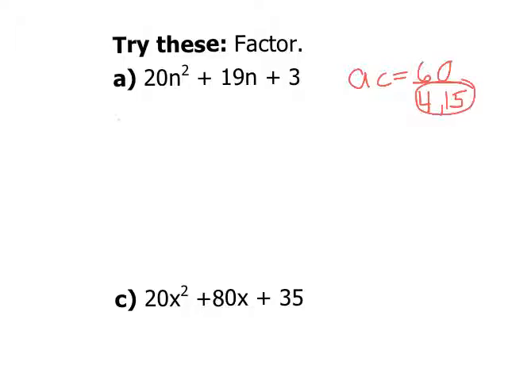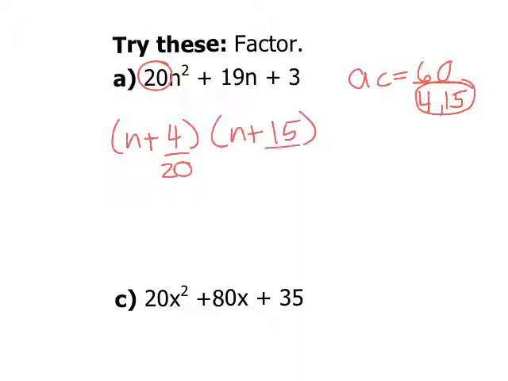Okay. So I have n plus 4 and n plus, sorry, not 15, 20. No, it is 15. My brain's not on track today. So n plus 15. Okay, I need to, again, take into consideration the 20. So divide each of those by 20.